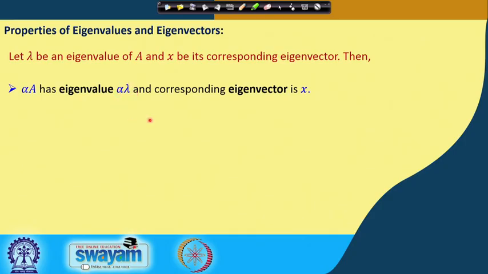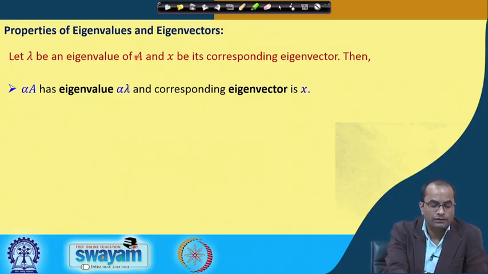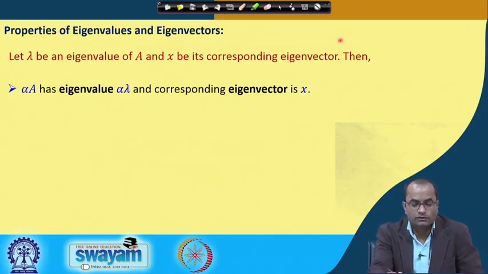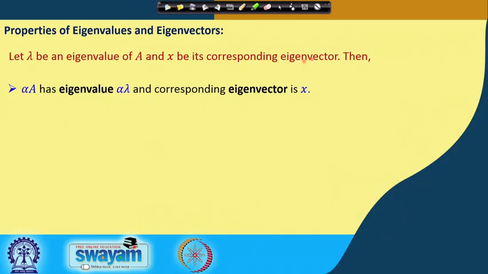So, what is this property? If lambda is the eigenvalue of A and x is its corresponding eigenvector, in that case alpha times A, where alpha is some constant, some scalar quantity from the set of real numbers for instance, will have the eigenvalue alpha lambda. So, this alpha will be multiplied simply to lambda and the corresponding eigenvector will remain the same, that is x.